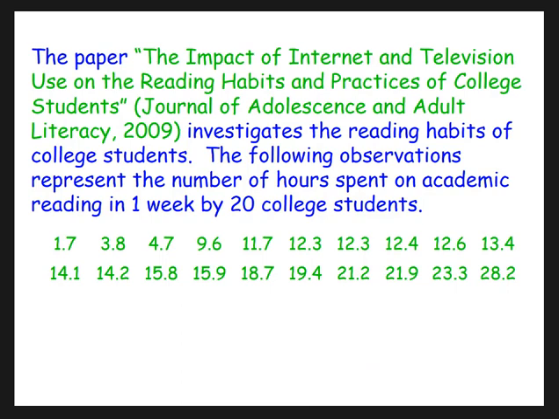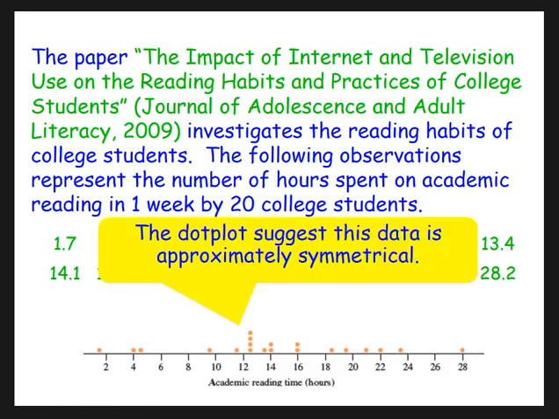So next, using that same article, we investigate the reading habits of college students. The following observations represent the number of hours spent on academic reading in 1 week by 20 different college students. This dot plot suggests this data is approximately symmetrical. So one of the things we want to do in order to use some of these statistical processes is to assure ourselves that the data is approximately normally distributed. And by doing this dot plot, that assures us that it's relatively symmetrical, or approximately normally distributed.